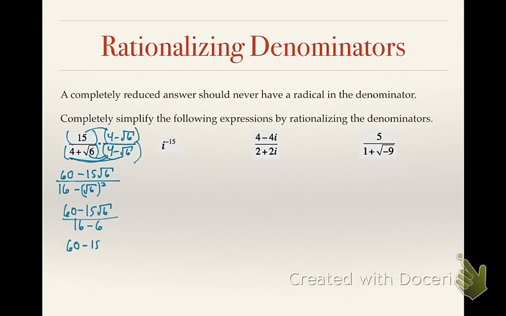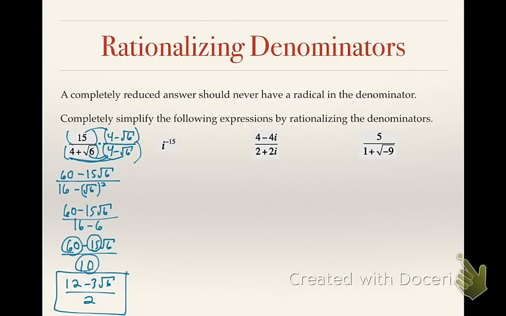Which gives me a 10 in the denominator. And let's simplify this as much as we can. They all have 5 in common, looking at the coefficients of all these terms. So if I divide everything by 5, I end up with 12 minus 3 radical 6 over 2. There's my reduced form. No radicals in the bottom, reduced completely.